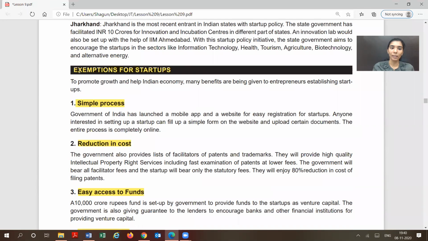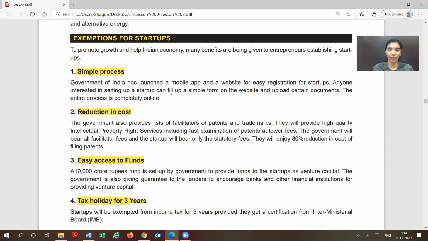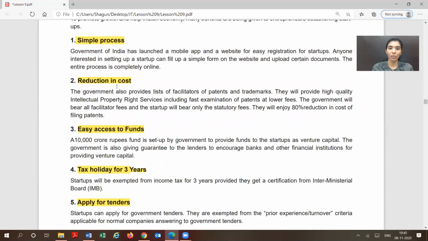Now this is interesting. What are the exemptions for startups? आप क्यों startup company बनाओगे तो आपको क्या क्या exemptions मिलेगा? First thing, it's a simple process, as I told you earlier. सिर्फ एक मोबाइल ऐप या वेबसाइट पे आपको registration करना है और थोड़े से documents upload करने हैं. Then there is a reduction in cost. Why reduction in cost? Because government जो main इनका cost होता है वो innovation के towards होता है. But जो भी intellectual property rights, ट्रेडमार्क पेटेंट्स वगैरह का होता है, वो ज्यादातर जो भी मनी होता है वो फैसिलिटेट गवर्नमेंट ही कर लेता है. आपको सिर्फ रजिस्ट्रेशन फीस भरना पड़ता है, इसलिए आपका 80% कॉस्ट कम हो जाता है.